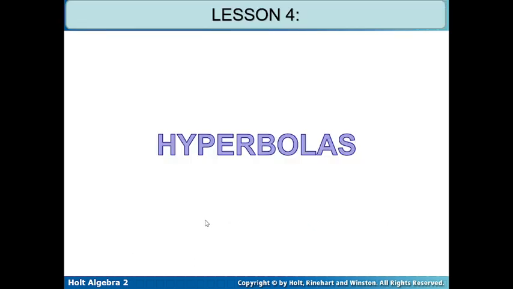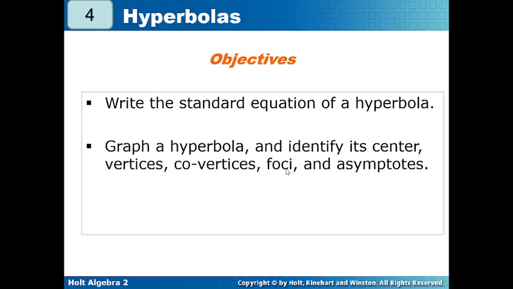Amen. Alright, so for this video, we're going to discuss hyperbolas. Our objectives for this day are to write the standard equation of a hyperbola and to graph a hyperbola. These are the objectives that we have for this recorded video. With this hyperbola, I will be giving you a hint of what a hyperbola is and what it looks like.